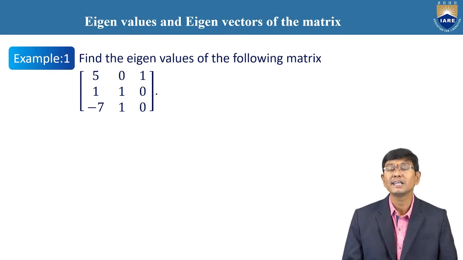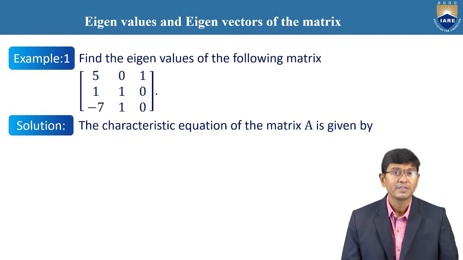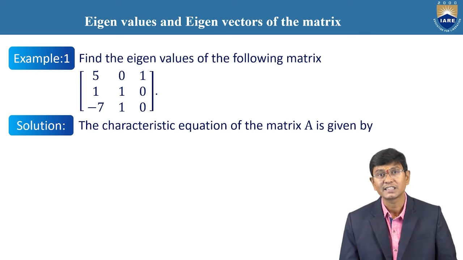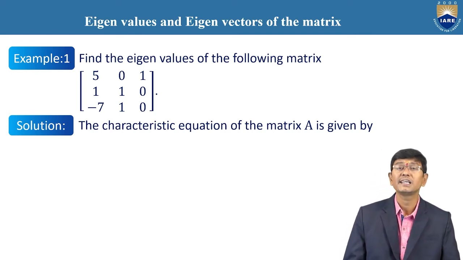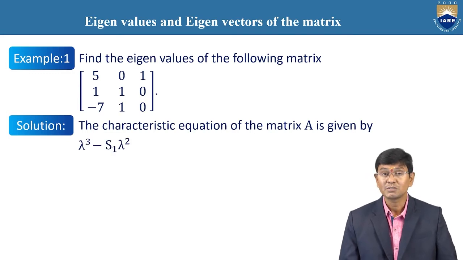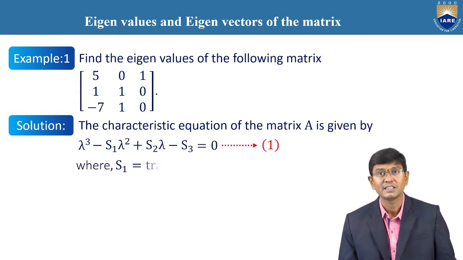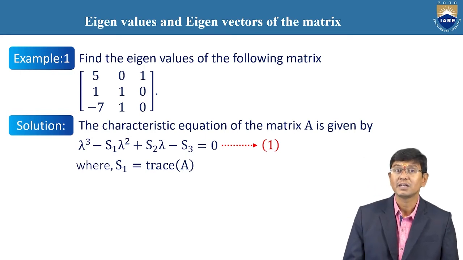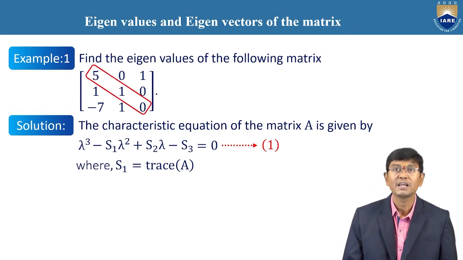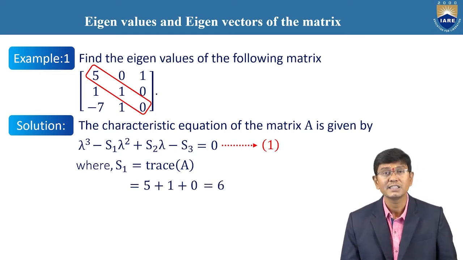Therefore, here the matrix A is equal to [4, 0, 1; 5, 0, 1; 1, 1, 0, minus 1, 1, 0]. First, we need to calculate with the help of the characteristic equation. The characteristic equation of the given matrix A is given by lambda cube minus S1 lambda square plus S2 lambda minus S3 is equal to 0, where S1 is the trace of the matrix. Here the trace of the matrix is 5 plus 1 plus 0, which is clearly 6.